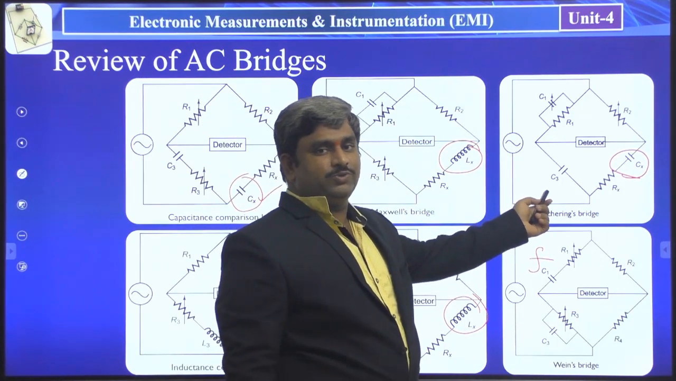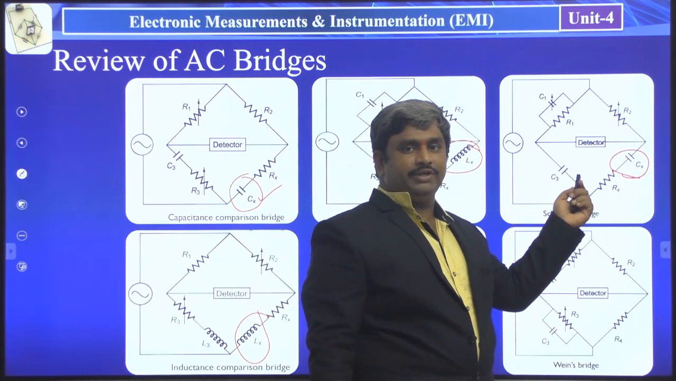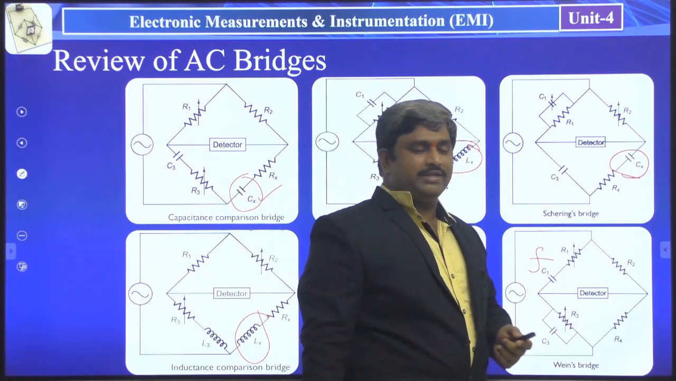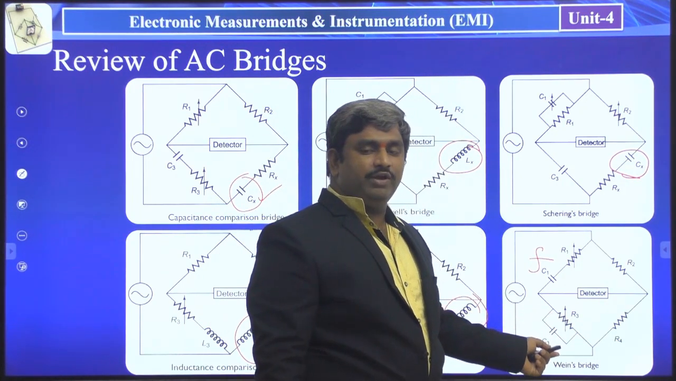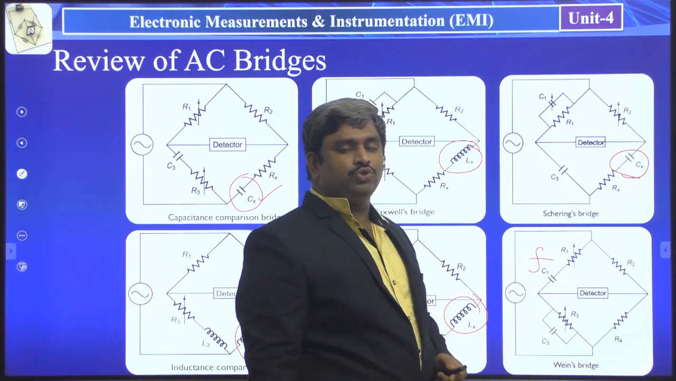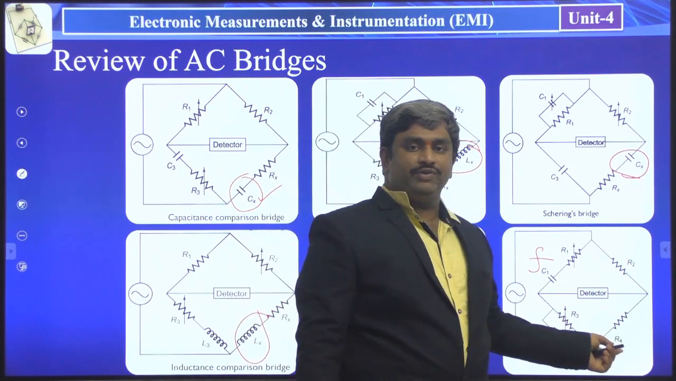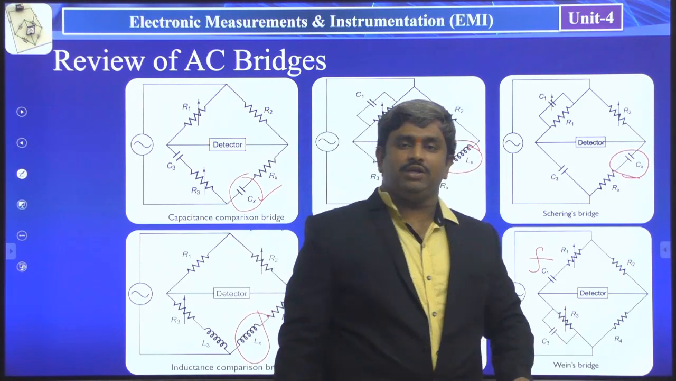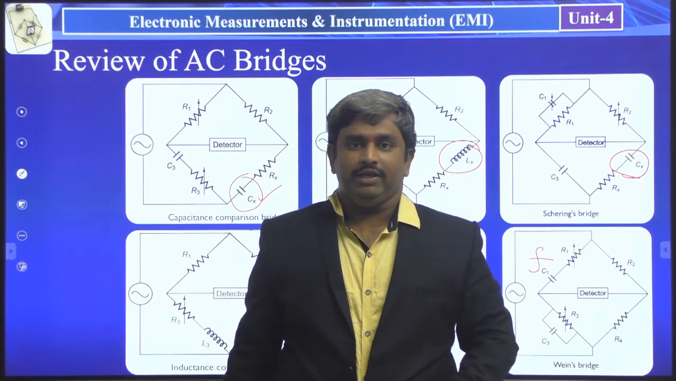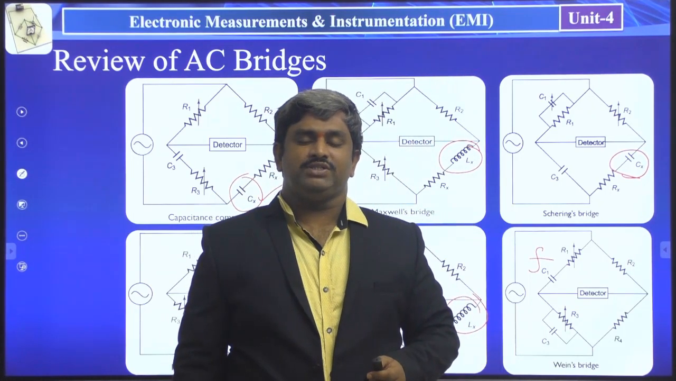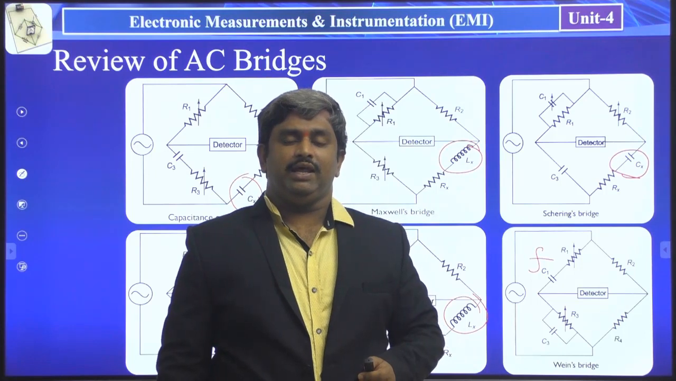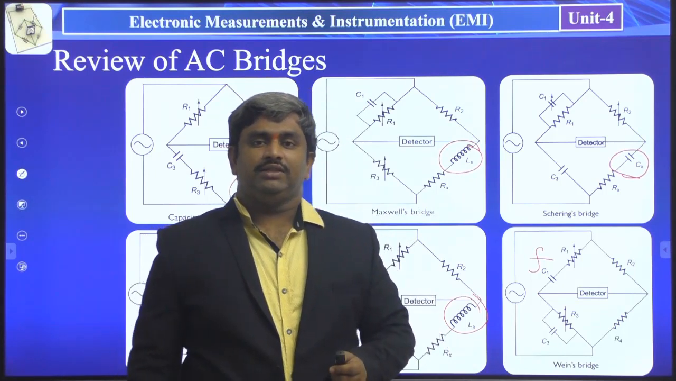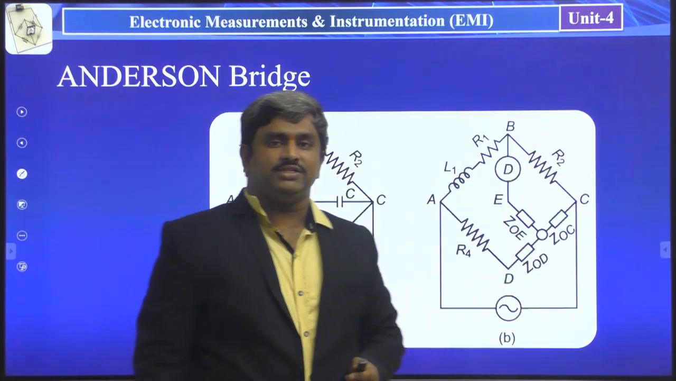Next, Schering's bridge. With the help of the Schering bridge, we are measuring unknown capacitance value. And the last one is Wien's bridge. This Wien bridge is used for measuring the unknown frequency and unknown capacitor values more accurately. So these are the bridges we have seen in the previous classes. Let us see today's concept of Anderson's bridge.